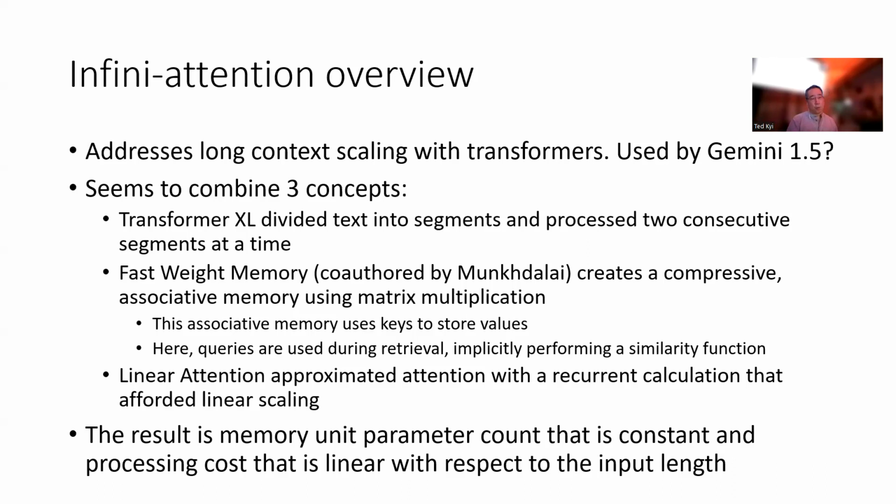All right. And so what we'll see is that the memory cost is basically constant. It's just defined by how big you define this fast weight memory to be. And then the processing cost is linear with the number of chunks, linear in the length. So that's basically what people want, something that scales linearly.